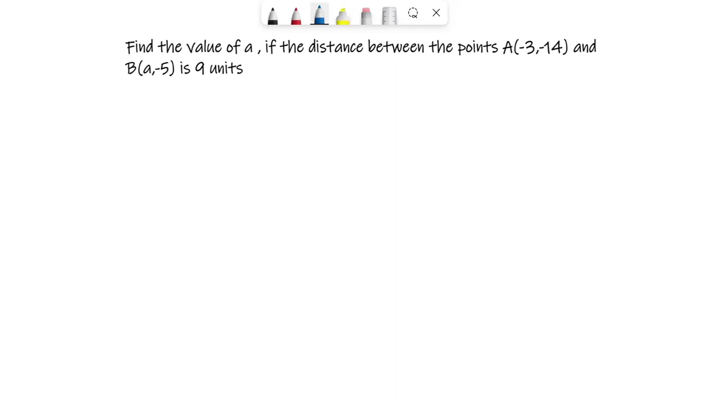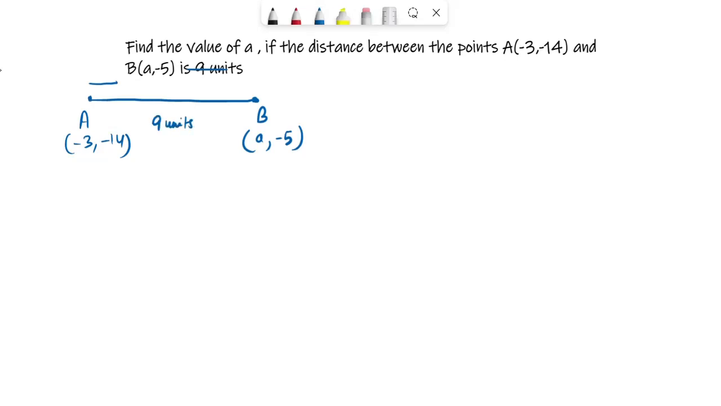Yeah, let's start with the new one. It says find the value of a if the distance between the points A, which is (-3, -14), and B, which is (a, -5), is 9 units. So there are two coordinates here, A and B. Let A be the first one, which has coordinates (-3, -14). The other one, B, has coordinates (a, -5). And they are saying the distance between them is 9 units.